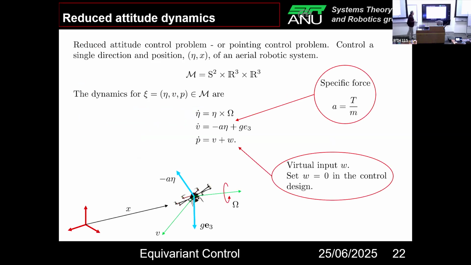This is the control problem that we're considering here, and we call it the reduced attitude dynamics problem. The idea is we've got a quadrotor, and we want to go somewhere with the quadrotor, but we don't actually care about the orientation of the quadrotor. So the actual control problem is that we want the thrust vector eta of the quadrotor to point in a certain direction. We want the position of the quadrotor to be somewhere. We want the velocity of the quadrotor to be something, but we don't care about the yaw. So it can fly around, it could be spinning, whatever it wants.